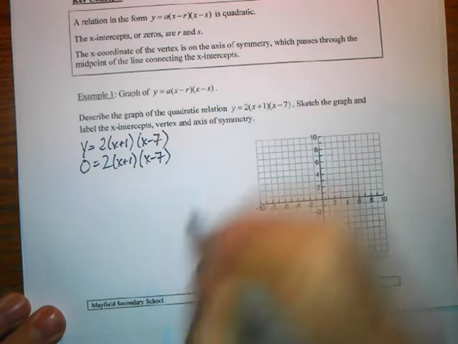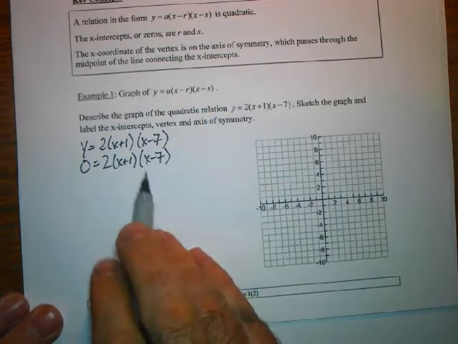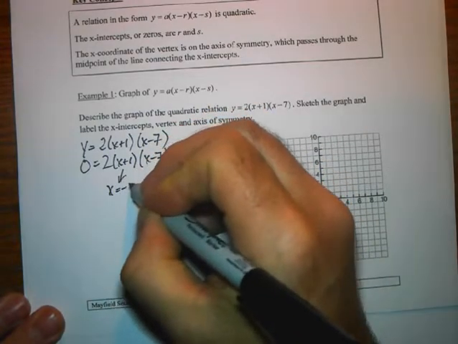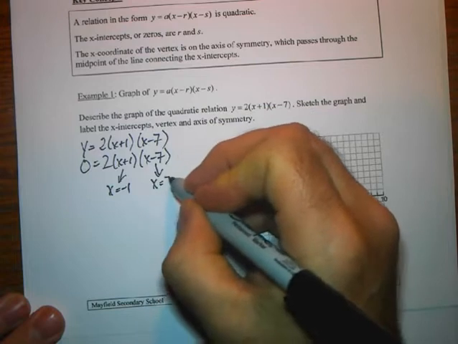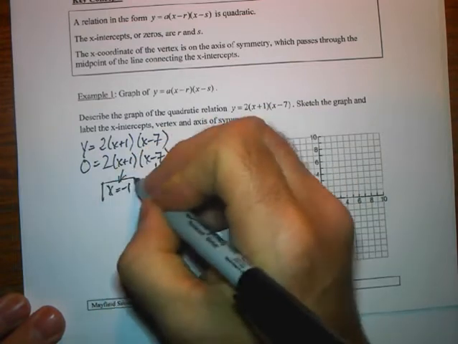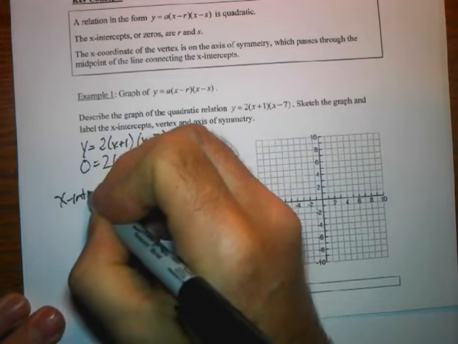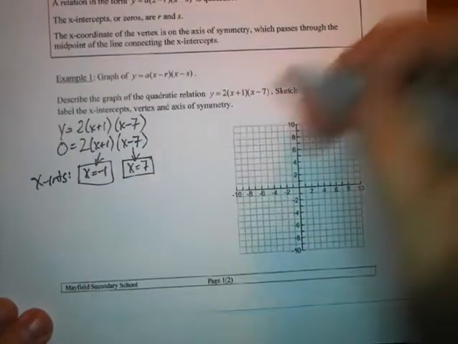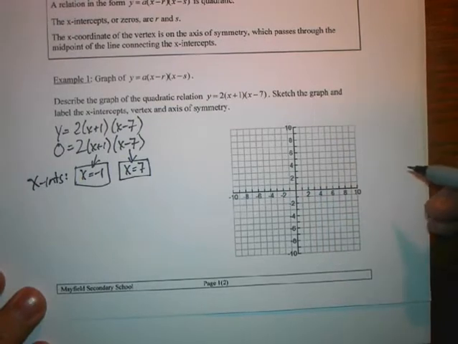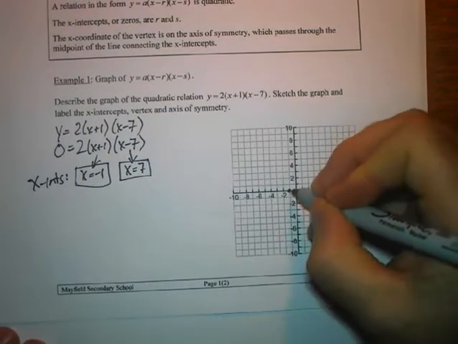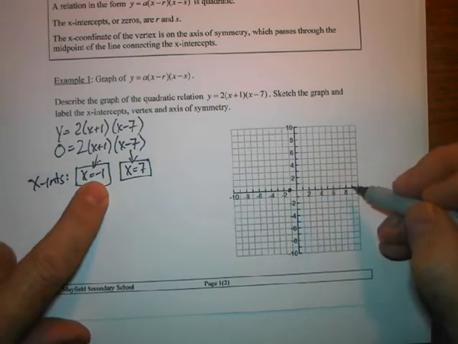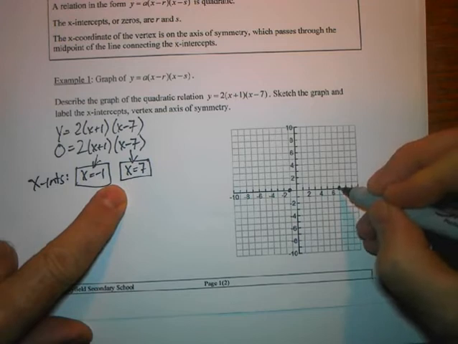When you do that, you can say, well, the only way this could be 0 is if, well, that can't be 0, but this could be 0 if x was negative 1, and this could be 0 if x was 7. Okay, so that gives us the x-intercepts. Now the whole question is saying describe the graph of this quadratic relation. So we've just found the x-intercepts, so that allows us to go onto the graph and say that we've found 2 points here. So x equals negative 1 is one x-intercept, and x equals 7 is the other.